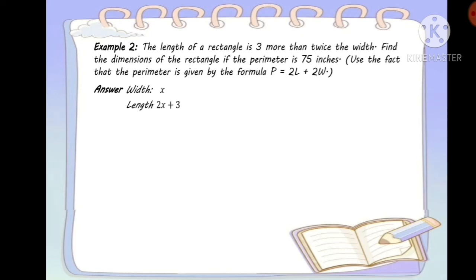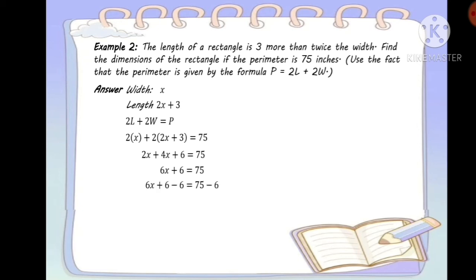Step 2. Write an equation. In this case, the equation will come from the formula for the perimeter along with the dictionary. 2L plus 2W is P. 2 times x plus 2 times (2x plus 3) is 75. Step 3. Solve the equation. 2x plus 4x plus 6 is 75. 6x plus 6 is 75.